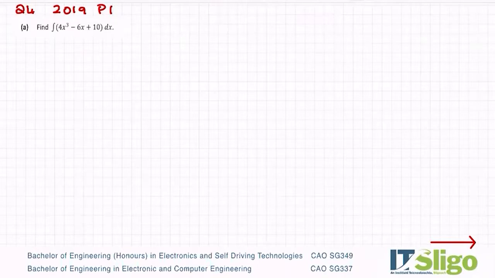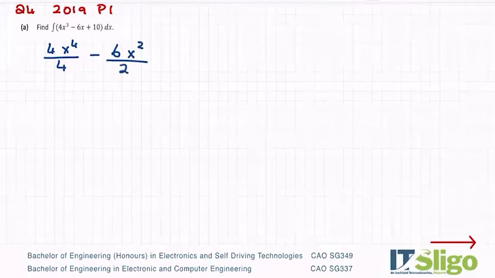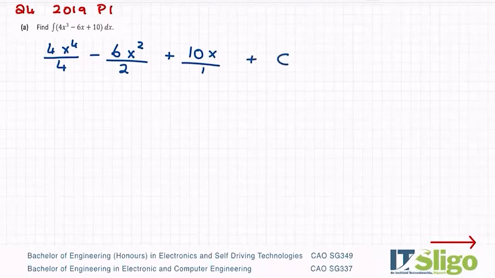Well, you take each term, you increase the power of x by 1. So x cubed goes to x to the power of 4. You divide by your new power. 6x, increase the power of x up to squared, divide by the new power. 10, increase x and then divide by 1 if you want, or just leave it as 10x. Okay, and of course you need the constant of integration at the end of it.